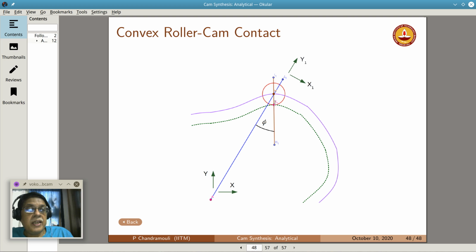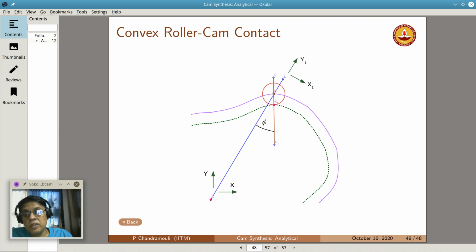trace point, and K is the actual point on the cam curve where the roller is contacting that. So you can see that there is an angle which is defined as the pressure angle. Now we want to find the coordinates of K. That is essentially what we are trying to do. We know the coordinates of H.